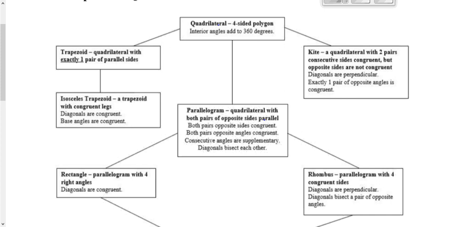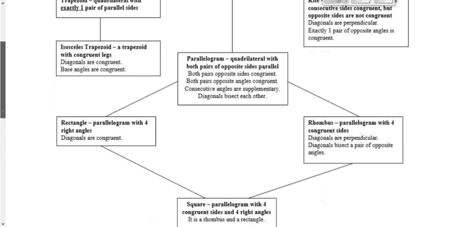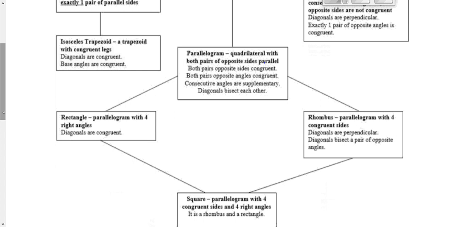And so it also has angles that add to 360, so it has that property too. But now let's take the parallelogram and give this parallelogram 4 right angles. What does that make it? A rectangle. So we put another restriction on it, 4 right angles, and it makes it a rectangle. And that's the definition of a rectangle: a parallelogram with 4 right angles.